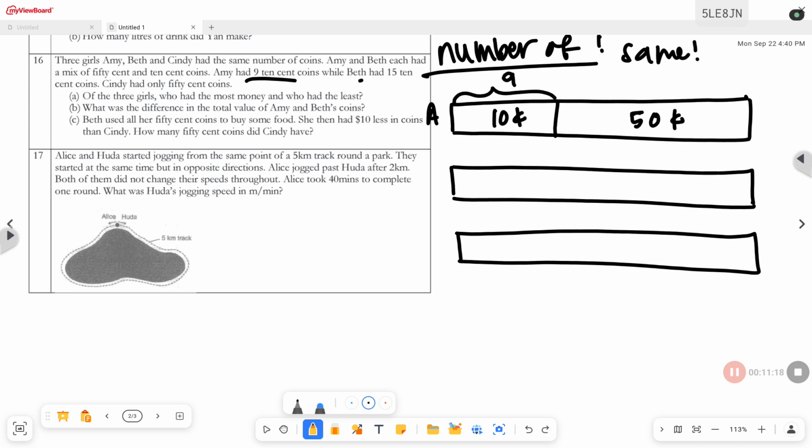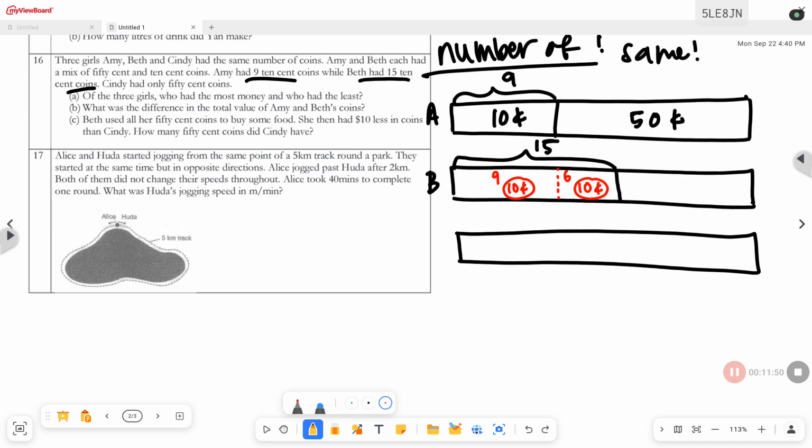So they say that Beth has 15 10-cent coins. So for Beth, does she have more or less 10-cent coins? Beth has more. So what does that mean already? If I know that here is 9, that means here is also 9 10-cent coins, right? Because the number is the same. And you tell me it's 15, means over here must be 6 10-cent coins, isn't it?